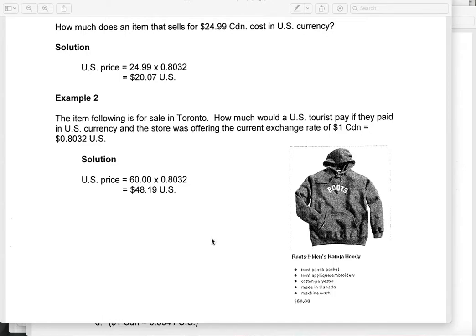Example 2 says the following item is for sale in Toronto. How much would a U.S. tourist pay if the store was offering the current exchange rate of $1 Canadian equal to 0.8032 dollars United States? So again, you take the cost of this hoodie. So this is the advertisement for this Roots hoodie. So you're finding the cost down here at the bottom, $60, and again multiplying it by the US currency, and that's going to give you $48.19 total cost.